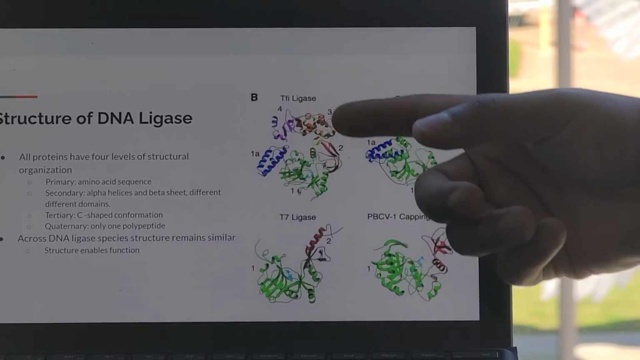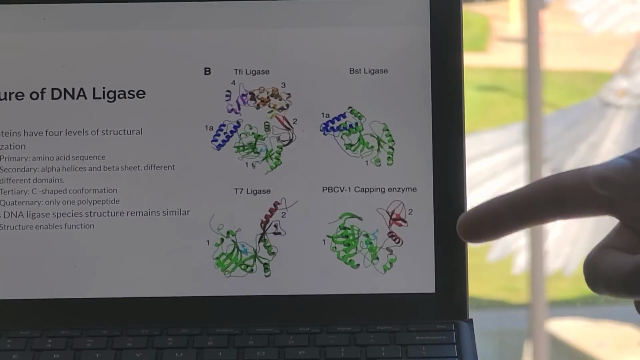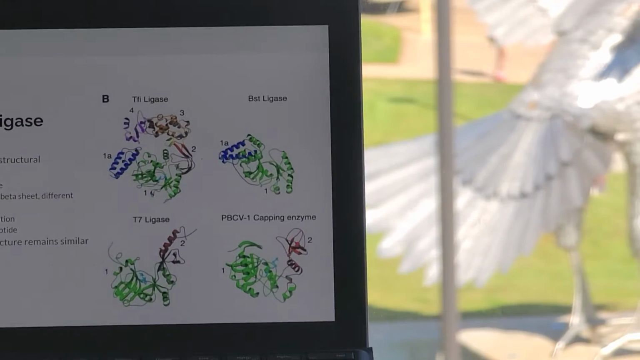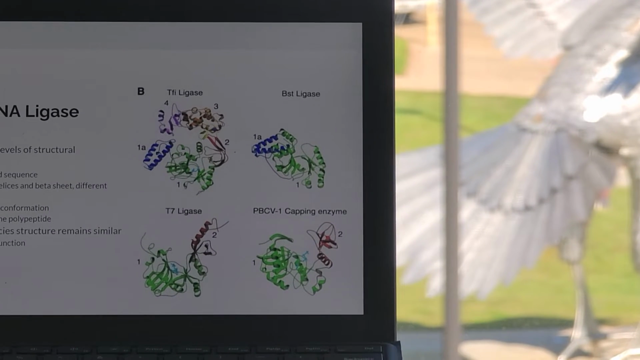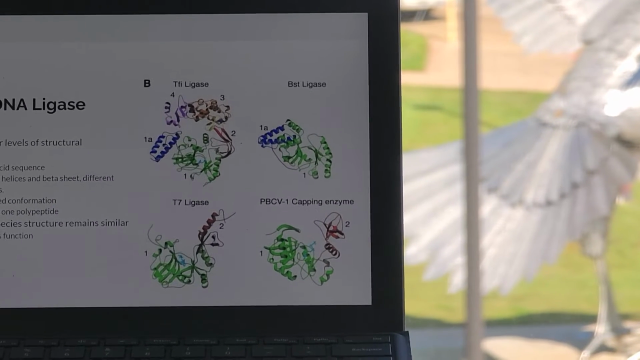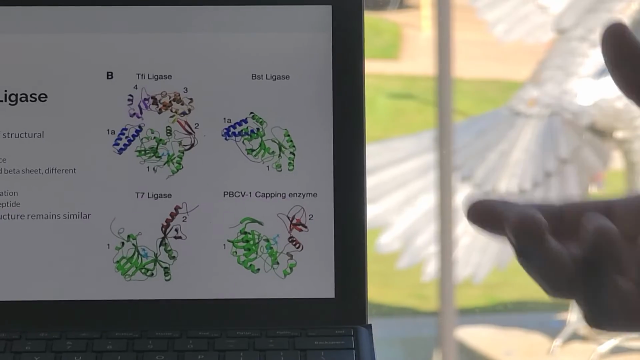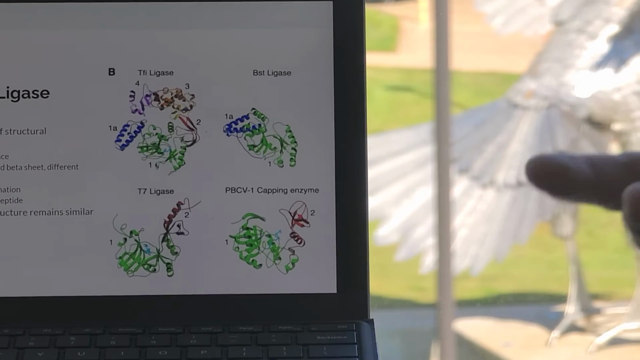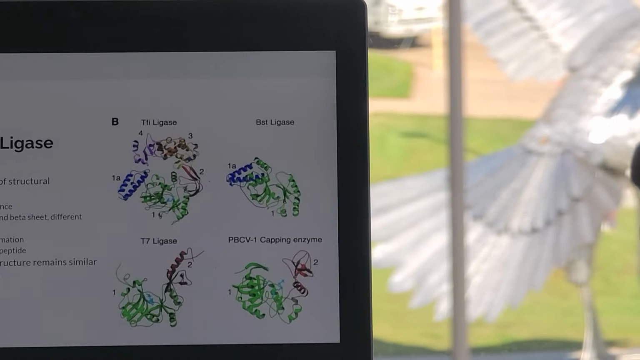Their tertiary conformation is that they all have a C-shaped conformation. As you can see, here is a C-shape, and here, a C-shape. Even though they're all different DNA ligases, they have a similar conformation because they all do basically the same job, which is to ligate the DNA. It's just that these are different molecules. We require slightly different ones, but they all basically have the same tertiary conformation.